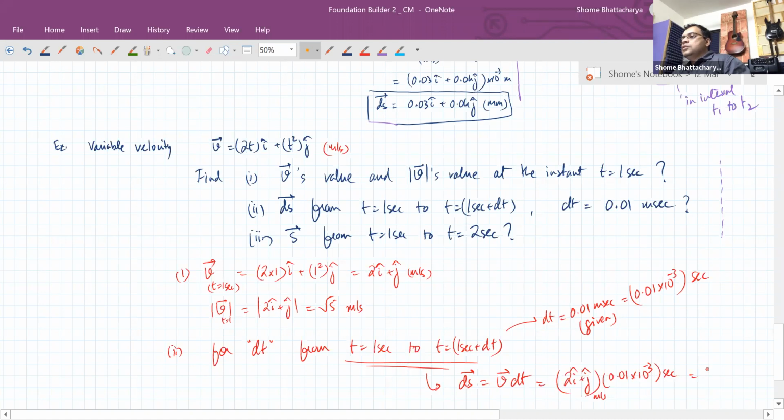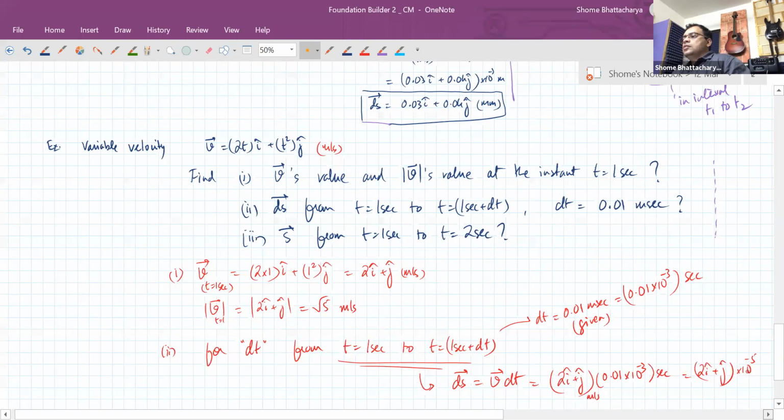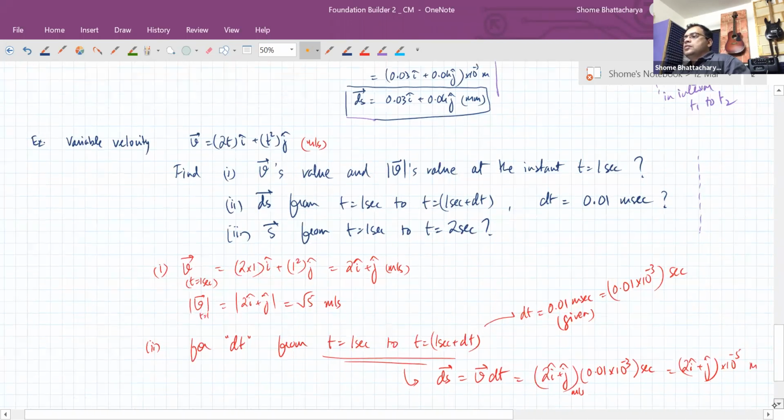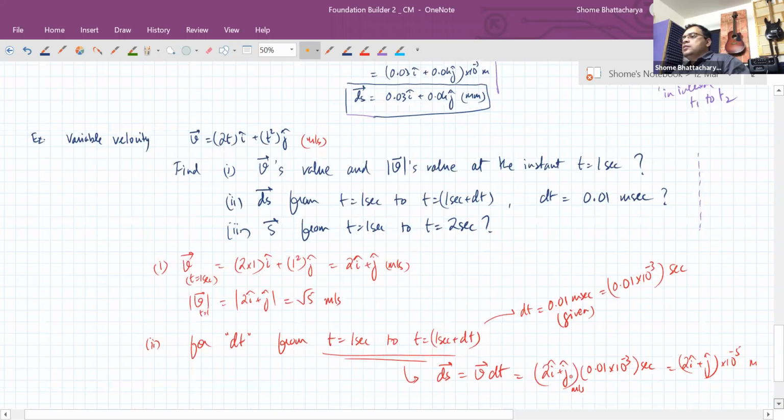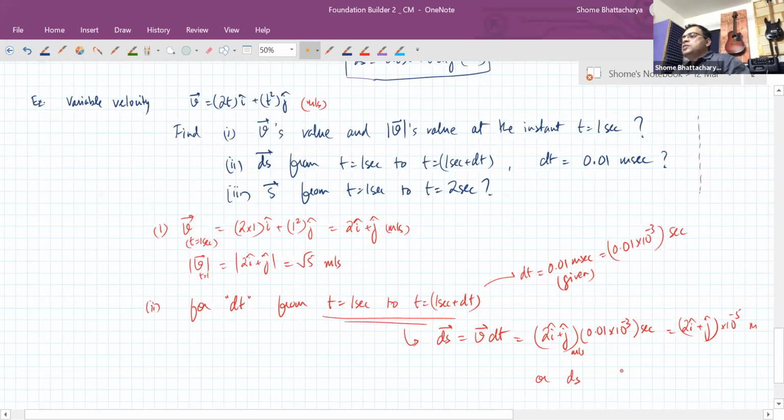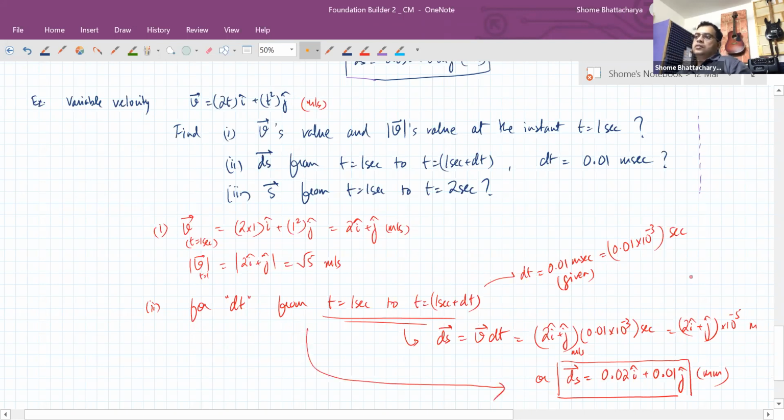So this will become 2 i cap plus j cap into 10 raised to power minus 5 meters. Or we can say that the differential displacement will be 0.02 i cap plus 0.01 j cap in millimeters. This will be the displacement during that small time. So hope this is also clear.